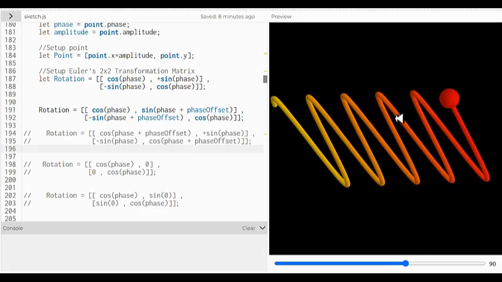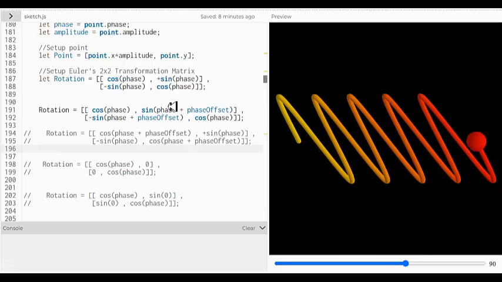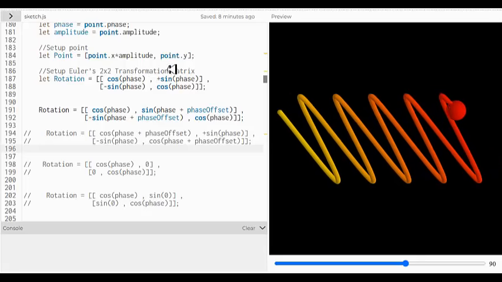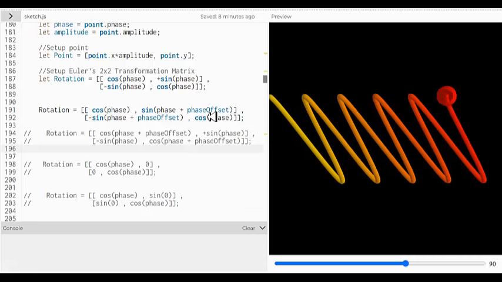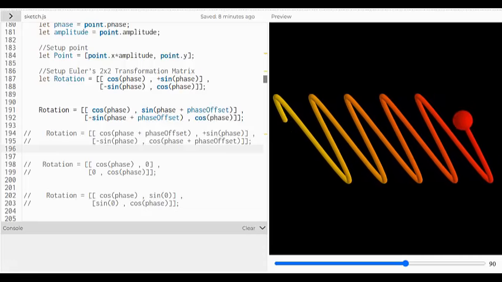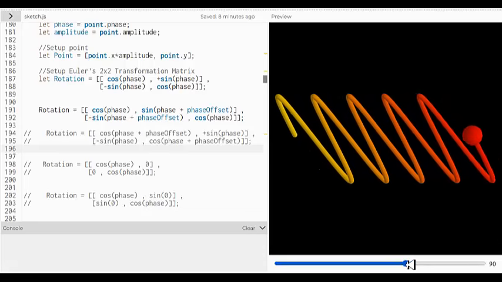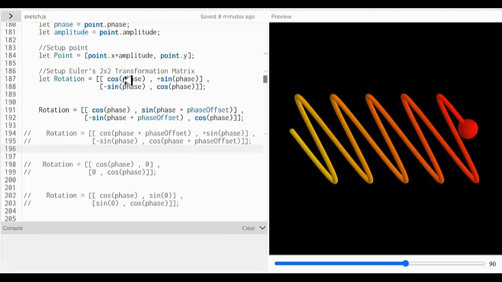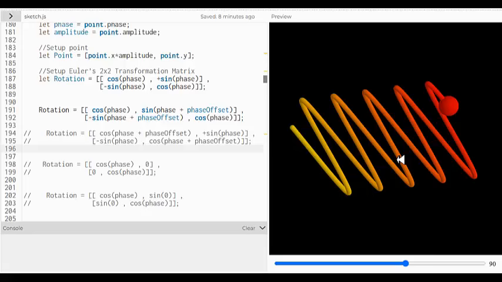And I was able to implement it by modifying one of the phases, the phase in the sine term of Euler's 2x2 matrix. All I did was modify the phase. I incremented the phase by 90 degrees. So this is 90 degrees out of phase with the cosine wave, and when that happens, you end up with a plane wave.